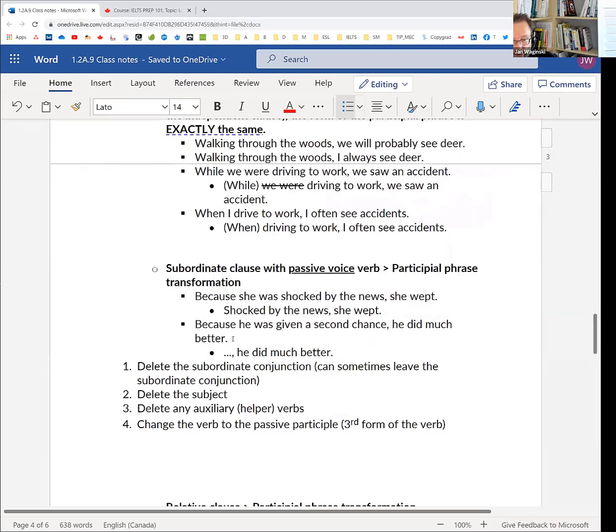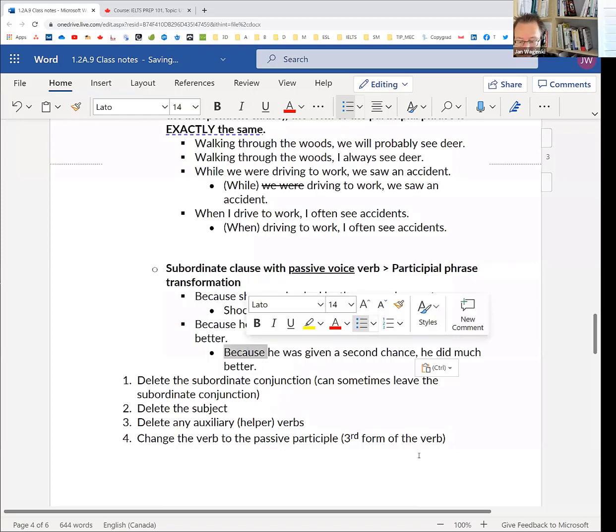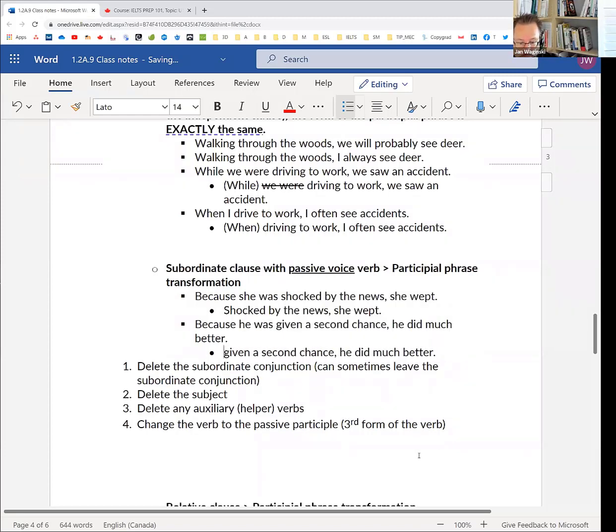Amar, how about this one? Because he was given a second chance, he did much better. Given a second chance, he did much better. Excellent. Right? Give, gave, given. It's the third form. Given a second chance, he did much better. Right? That's all it is.